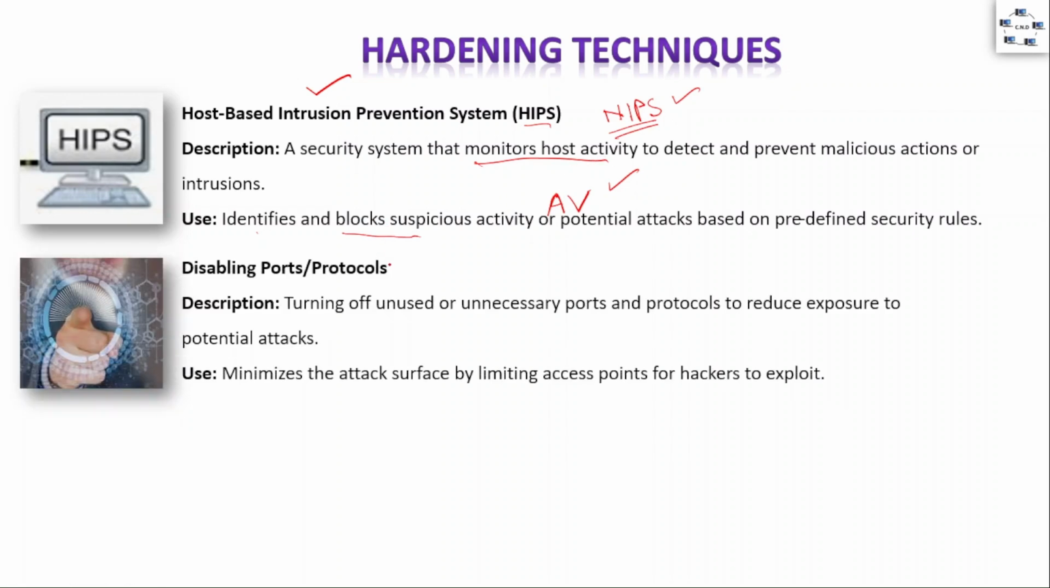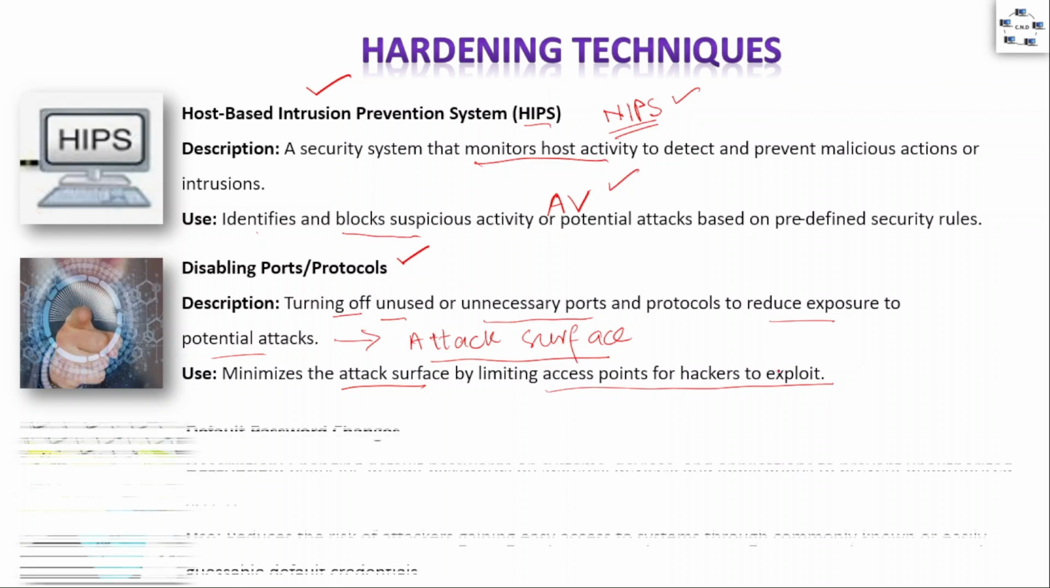Another hardening technique is disabling ports or protocols. It is turning off unused or unnecessary ports and protocols to reduce exposure to potential attacks, or this is also known as reducing the attack surface. We have already studied these terms. When you disable or turn off unnecessary ports and protocols, you are actually reducing the attack surface. It minimizes the attack surface by limiting access points for hackers to exploit.